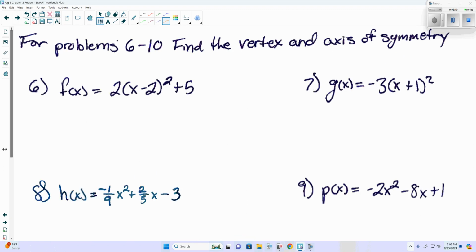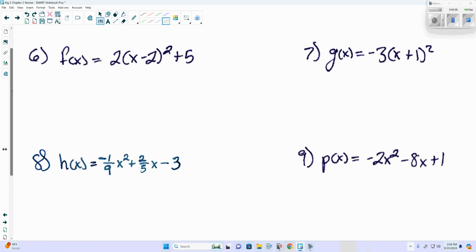6 through 10, find the vertex and axis of symmetry. These here, 6 and 7, are vertex form. Oh, I took number 10 off the thing. Yep. 6 or 7, which one of those do we want to look at? 7. So vertex form. Now it's asking us to find the vertex and the axis of symmetry.